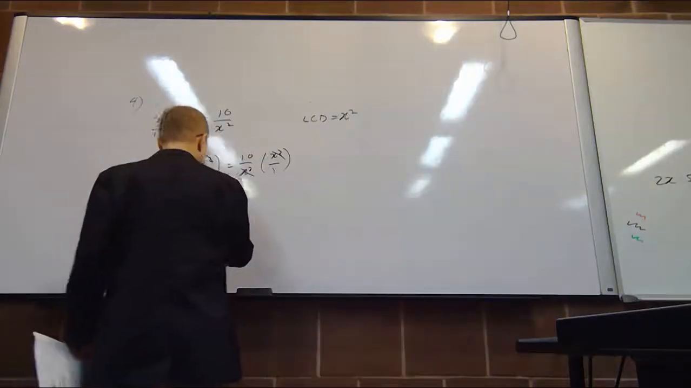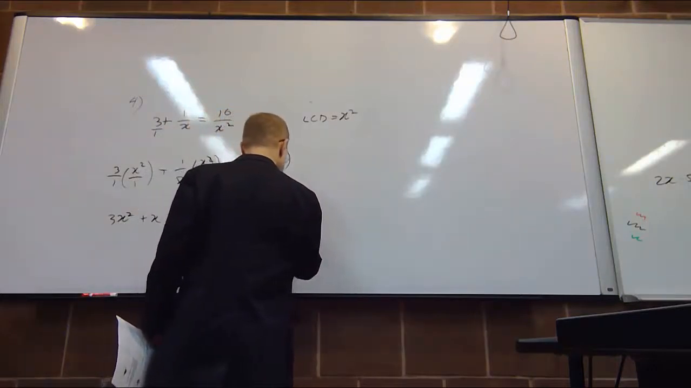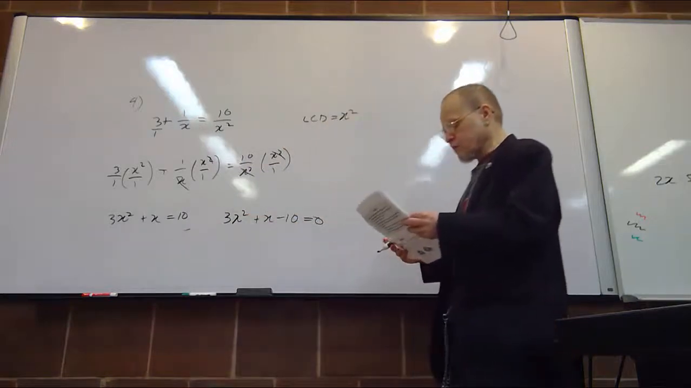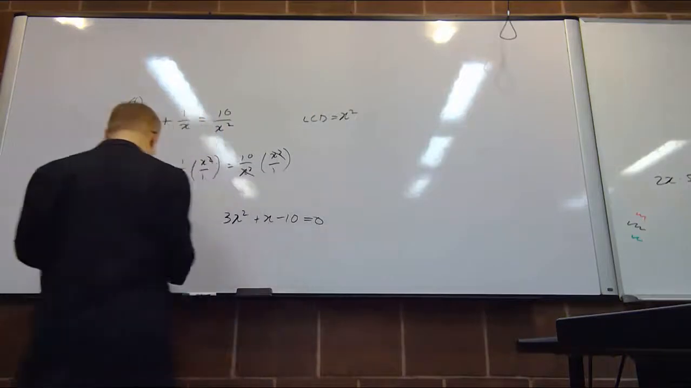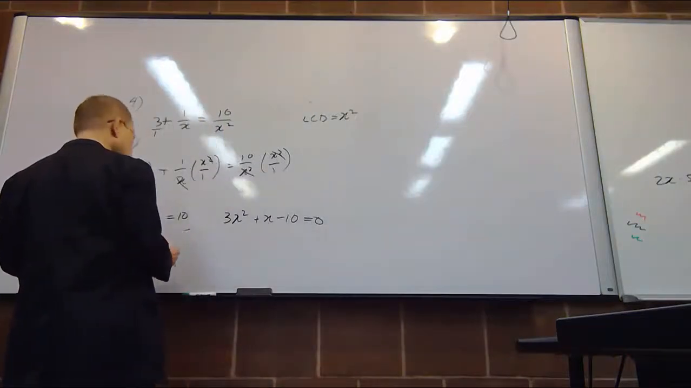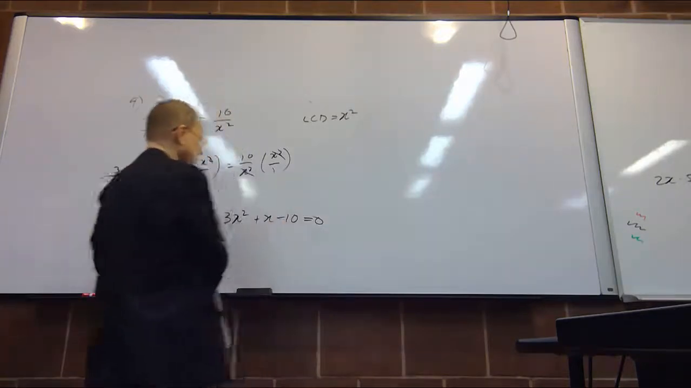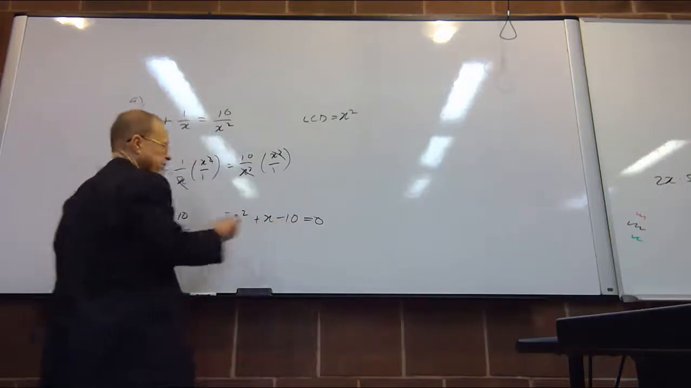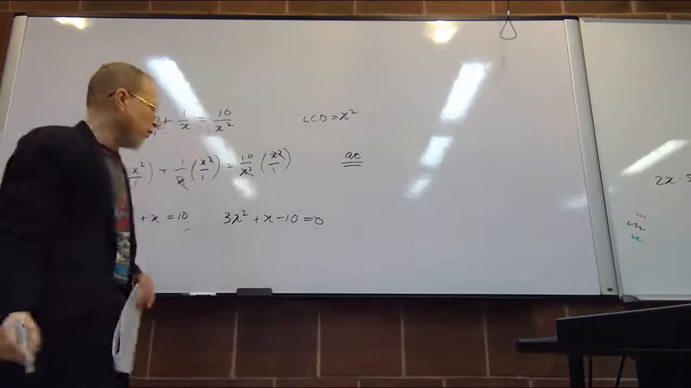So I have to move that 10 over and set it equal to 0. And then, of course, I could factor. So what I do is I factor. And I find that when I factor this, after going through the whole factoring technique that I showed you earlier, because I can't simplify this, I'll have to use the AC method that I showed you earlier.